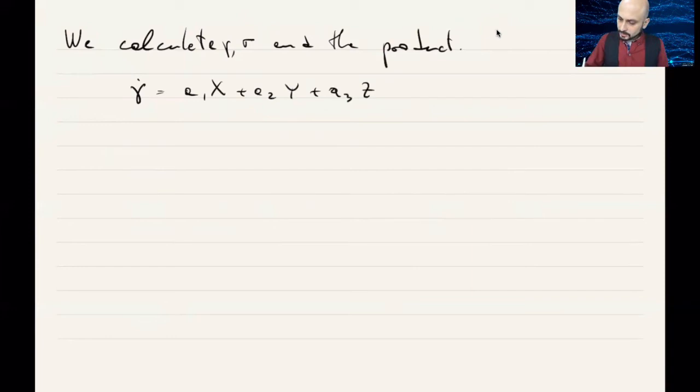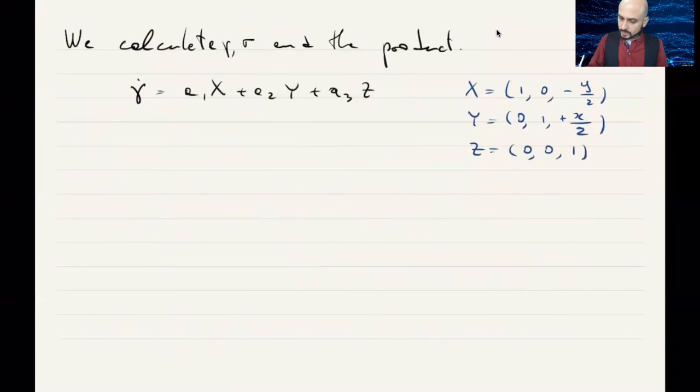And now let's take x = (1, 0, -y/2), y = (0, 1, x/2), and z = (0, 0, 1). Okay, so from this equation we can calculate gamma. So integrate. Let's do it slowly.